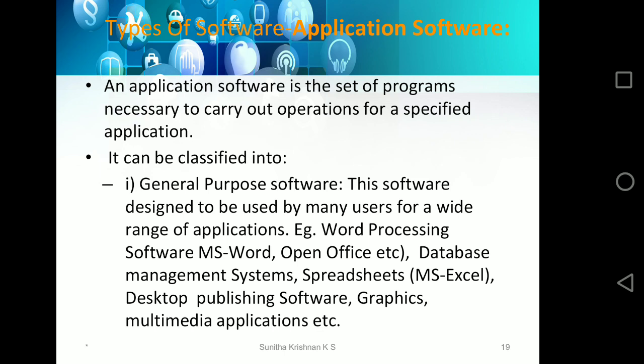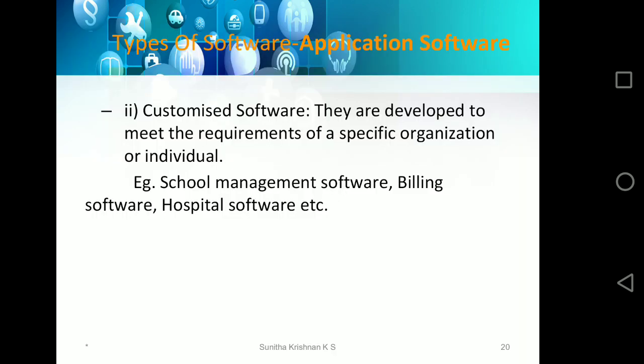Or I want to paint something, so I have MS Paint. Or if I want to see a film, I have again the VLC. So these are application programs. They can be classified into two. One is general purpose software. This software is used by many users for a wide range of applications, for example, office operations, DBMS, spreadsheets, graphics, multimedia applications, etc.